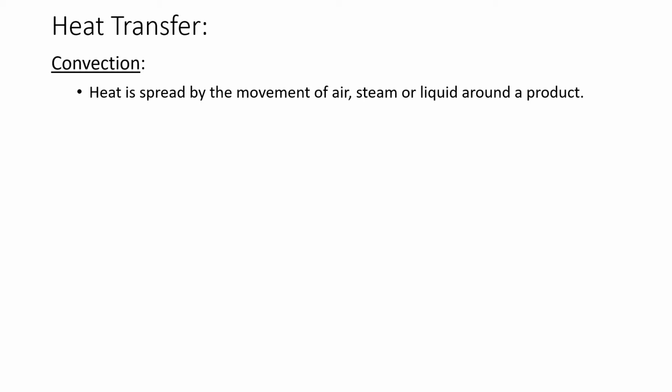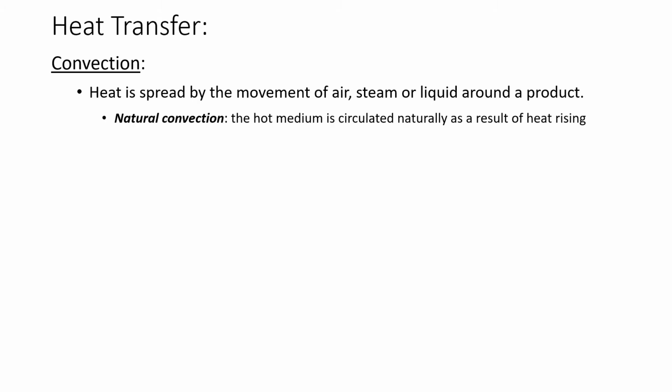Another way that heat gets into food is by putting the food into a closed container surrounded by a hot fluid. And that fluid can be anything from air to water vapor to oil, etc., or water. And this heat transfer is called convection. In convection, the heat is spread by the movement of air, steam, or liquid around the product. And that could be liquid oil, or it could be water or other liquid stock perhaps.